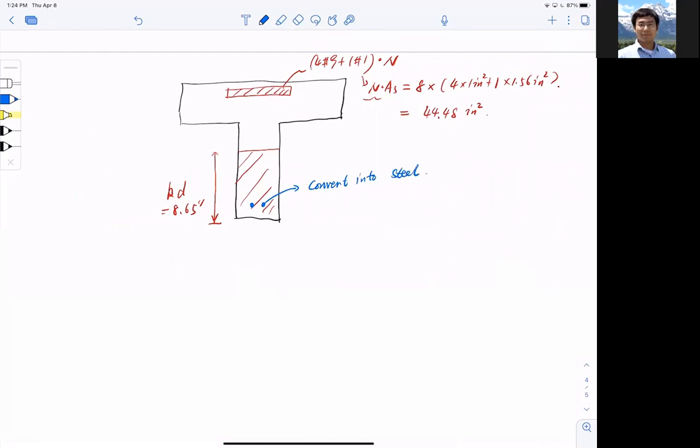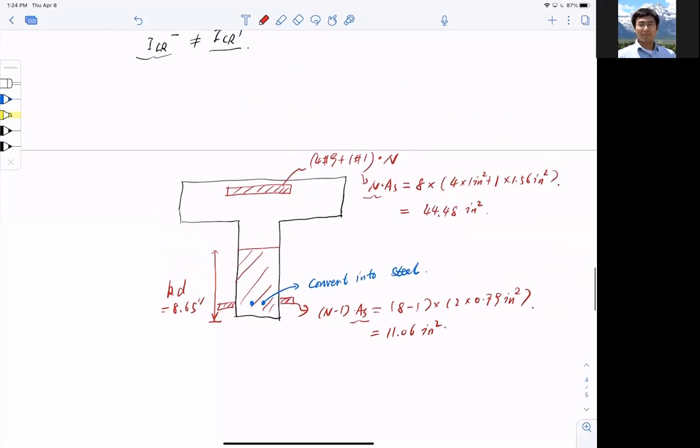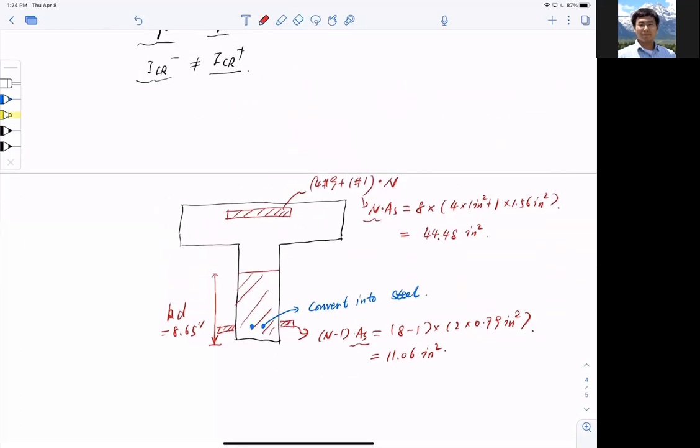Okay, so if I do that, my little extra wings here on the side converted to steel equal to N minus 1 AS, and that is 8 minus 1 multiplied by AS. What is this AS here? 2 number 8 bars. So 2 multiplied by 7.9 inch squared. All right, so this number here is 11.06 inch squared. Okay, so this is my section that I need to use to compute my ICR negative.